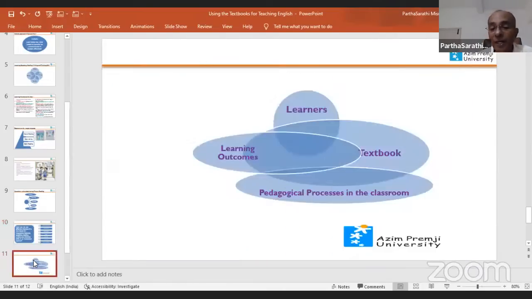And therefore, to sum it up, I would just repeat that you have the learners, you have the learning outcomes, you have the textbook, and you have the pedagogical processes. The learners are at the center. Our primary concern is with the learners, that they should learn. And what should they learn? Well, that is specified in the learning outcomes. And then how do I use the learning outcomes? Well, there is a textbook which gives the material. And I should relate the learning outcomes with the textbook.